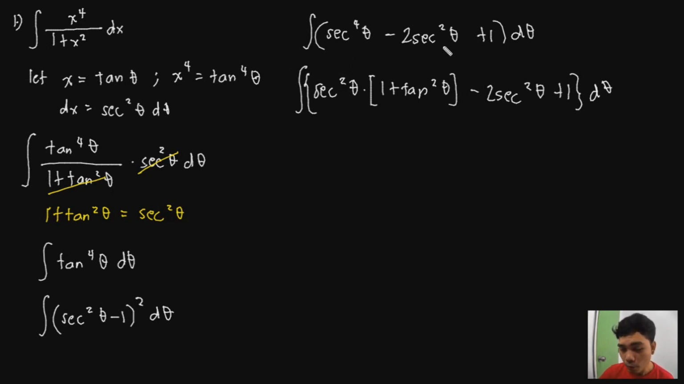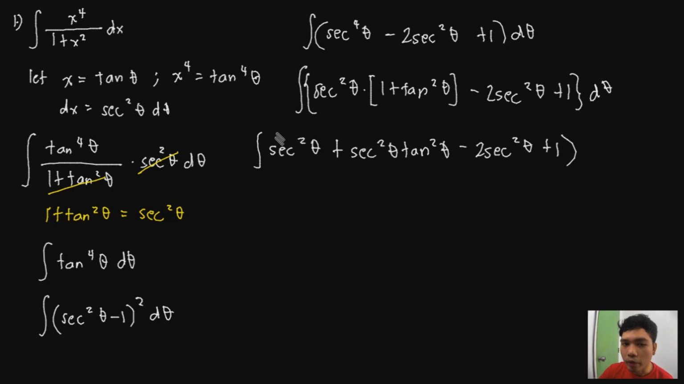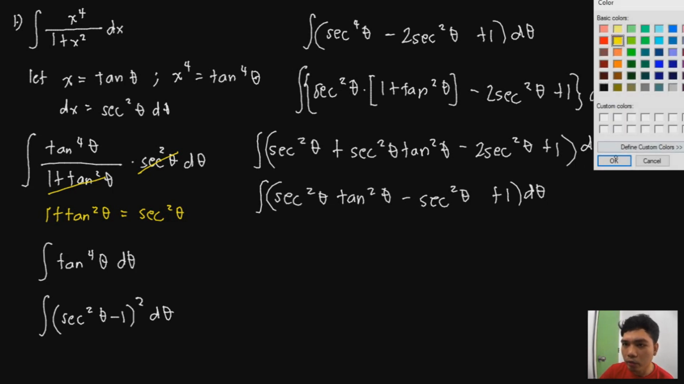Kasi, pag in-expand natin yan, you'll notice na this becomes secant squared theta, okay? And then plus secant squared theta tangent squared theta, then minus 2 secant squared theta plus 1, okay? And then we can lump this secant squared into 1. That's why we'll be left with this expression. Okay. And this is very easy to integrate, itong expression na to, no? Kasi una sa lahat, O sige, mag-integrate na tayo, unahin natin itong middle term.